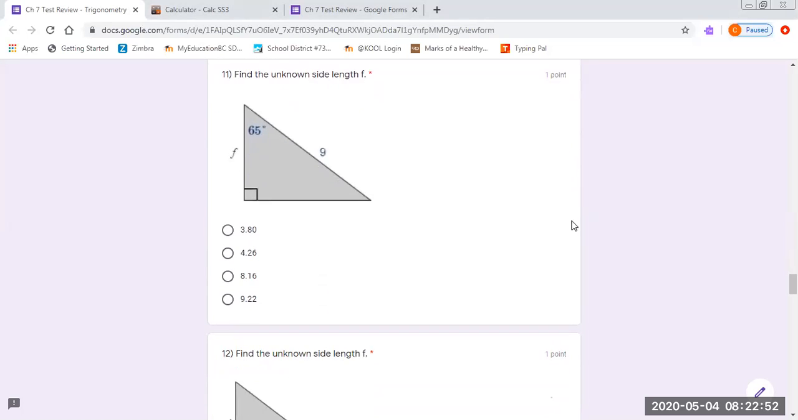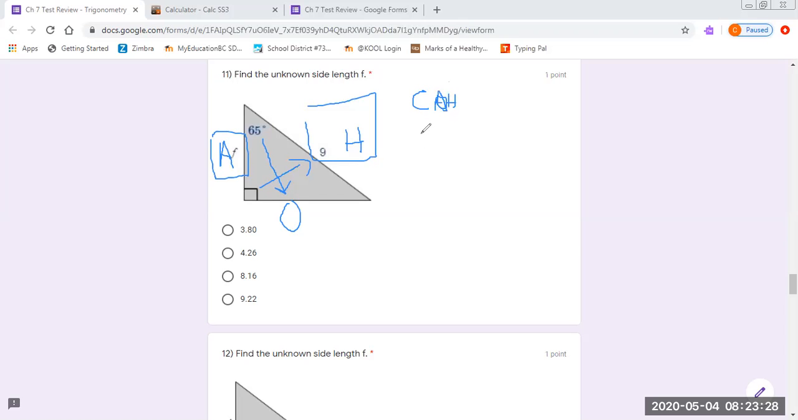So once again, this time we are asked to find the unknown side length, but we aren't told which trig function to use. So once again, we just need to identify what we know. So we know that this is the hypotenuse. We know that this opposite side here is here, and that what we're actually dealing with here is adjacent and hypotenuse. So the adjacent and hypotenuse is the cosine function, CAH.